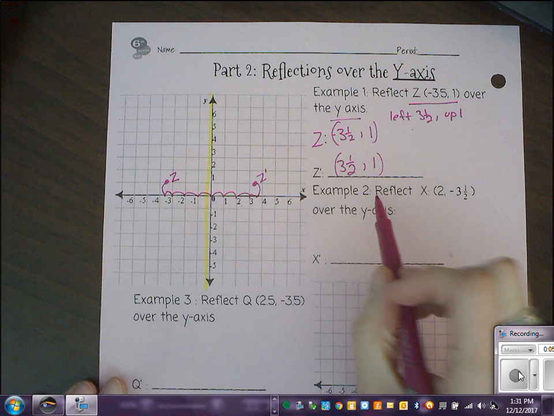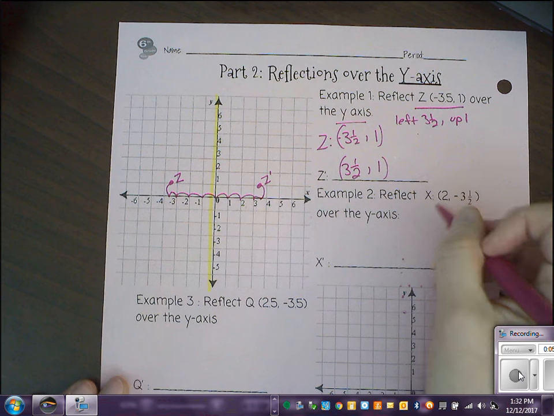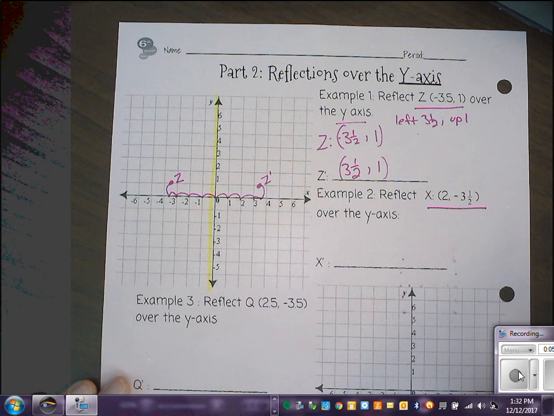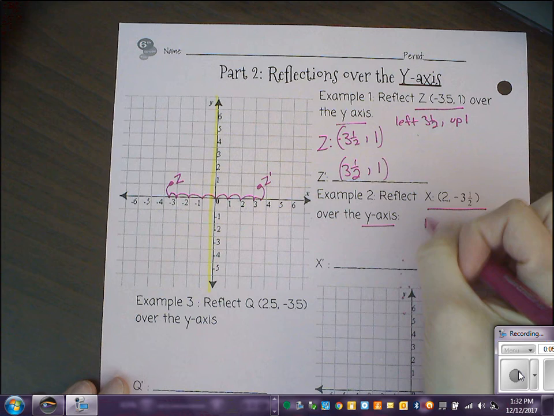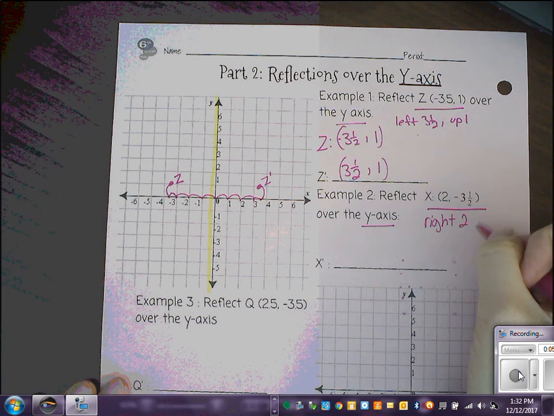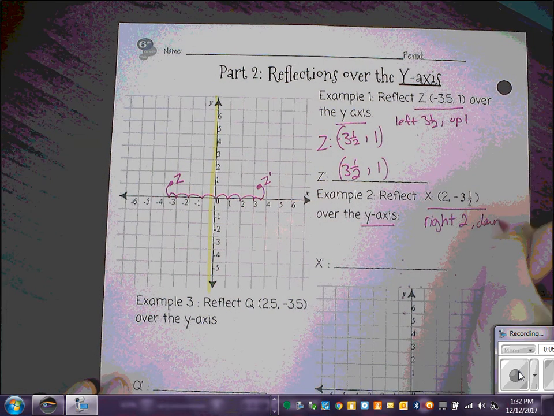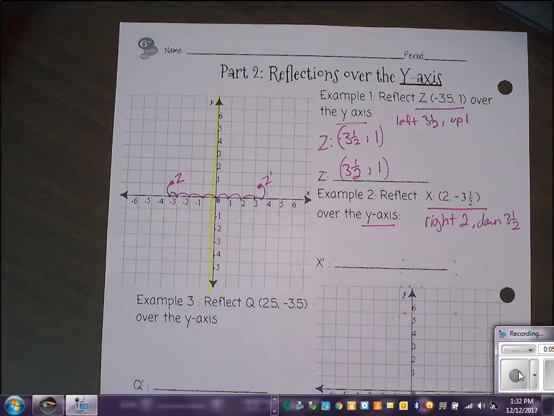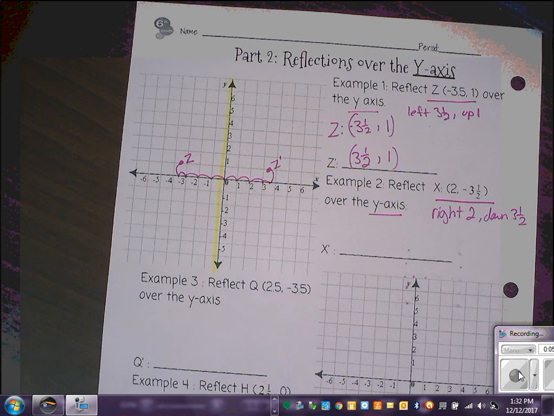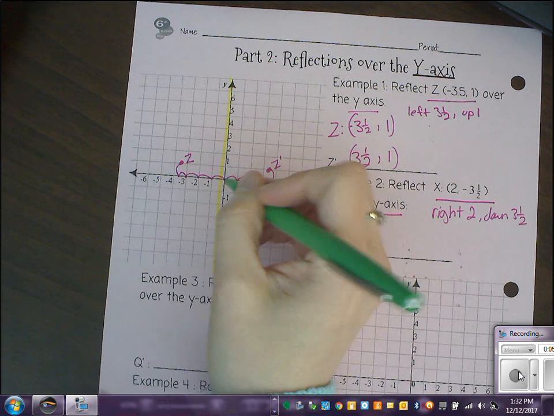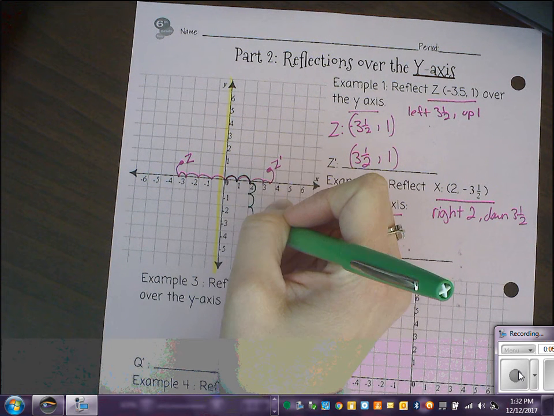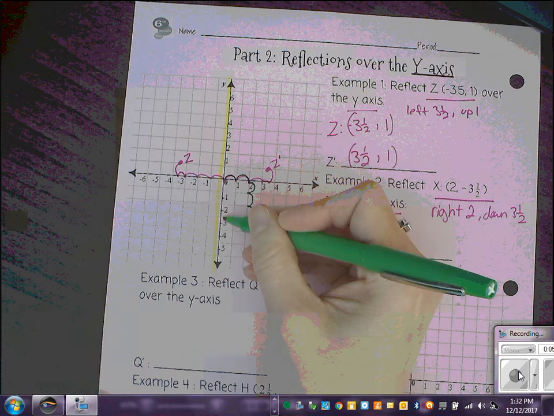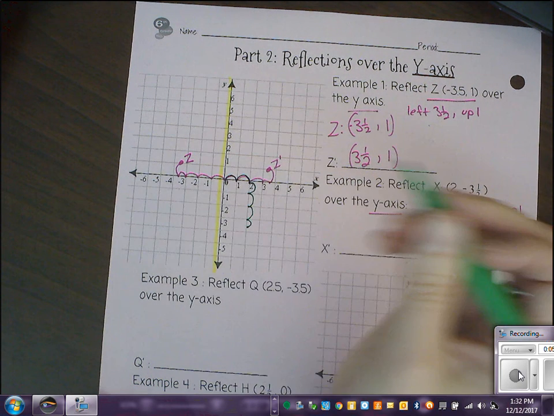For example 2, we're going to use the same coordinate plane. We're going to reflect x, which is 2, negative 3.5, over the y-axis. So it tells me to go right 2 and down 3.5. So I'm going to move to the right 2, 1, 2, and down 3.5. 1, 2, 3.5 is between negative 3 and negative 4. I plot the point x.